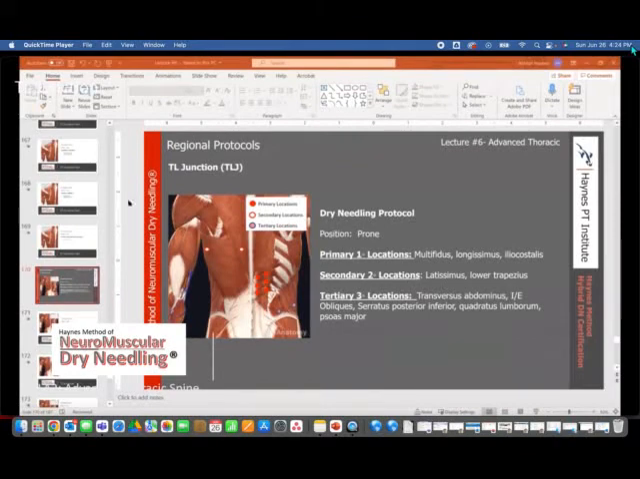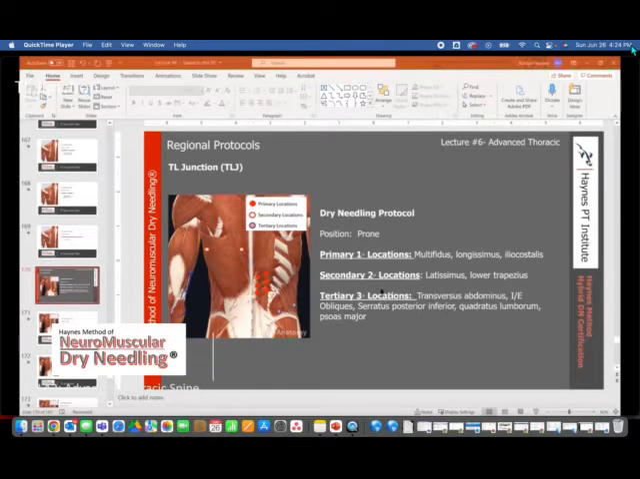Okay, so the regional protocol for the TL, or thoracolumbar, junction. Here, for the dry needling protocol, the patient is going to be in the prone position. This is going to be any of those pain patterns that you see from the middle to lower thoracic spine all the way down to, let's say, the level of the iliac crest. Very frequently, when we treat so-called back pain, we are dealing with more of a TL junction issue, especially if it comes up into the lumbar spine towards the thoracic junction.